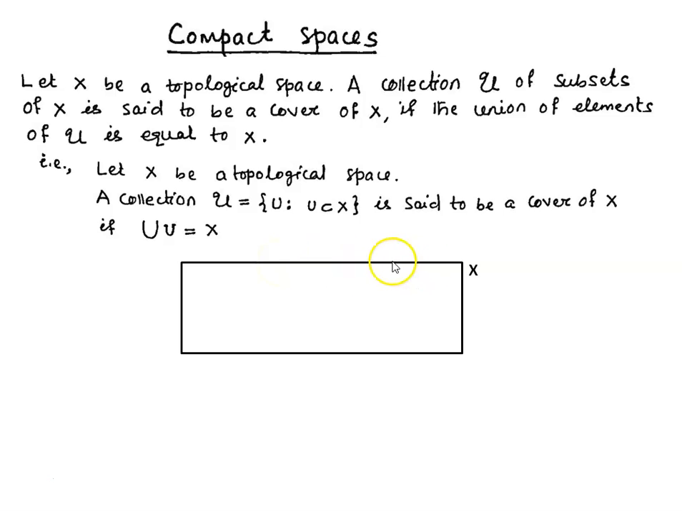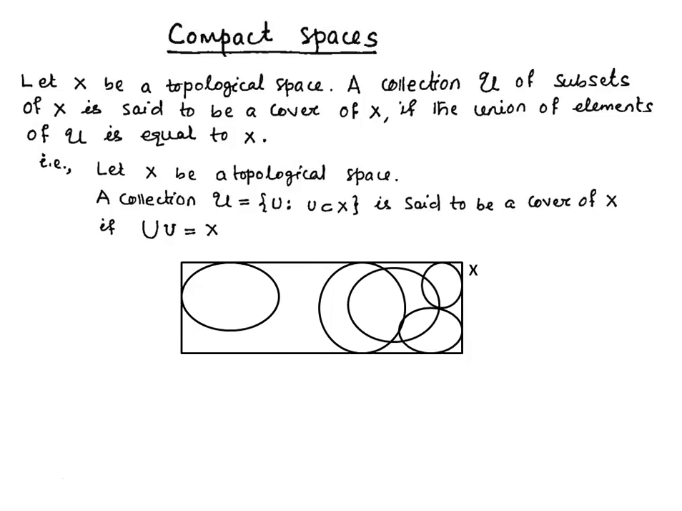Now here we have the topological space X. Let us take some subsets of this X. Here we have the first subset, here we have the second subset, here we have third, fourth, like this. We picked up many subsets of X. Let these subsets be our collection of subsets. This collection of subsets is said to be a cover of X if we take the union of all those subsets, that covers the entire space. That means the union of all those subsets is equal to the whole space X.